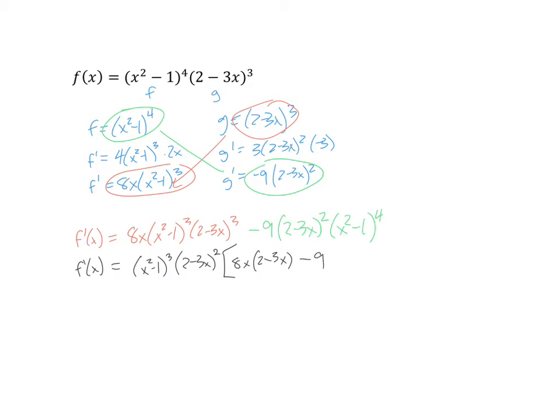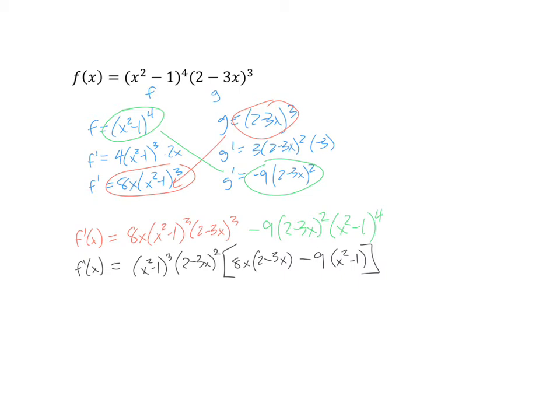So for the second set, the 9 stays the same. The 2 minus 3x cancels, but this time we have an extra x squared minus 1 left over. And that's it. So you can see these square brackets that I write. I like to put square brackets because it keeps you simplifying to remember what you need to do next.